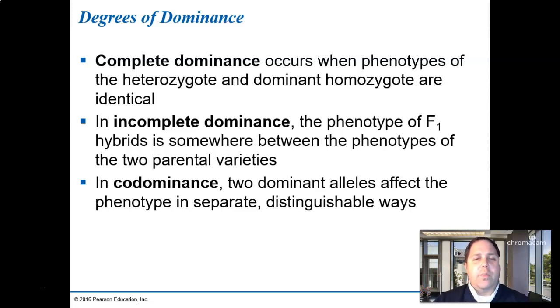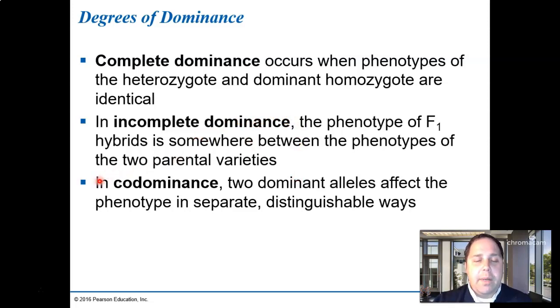Complete dominance is what we already have talked about. The phenotypes of the heterozygote and the dominant homozygote are identical. The other 2 degrees of dominance are incomplete dominance and codominance, and in both of these cases the heterozygotes are going to look different. In incomplete dominance, the heterozygotes are somewhere between the parental varieties. So if you have red flowers and white flowers, the heterozygotes in incomplete dominance will be pink. You're going to see a mixture of red and white.